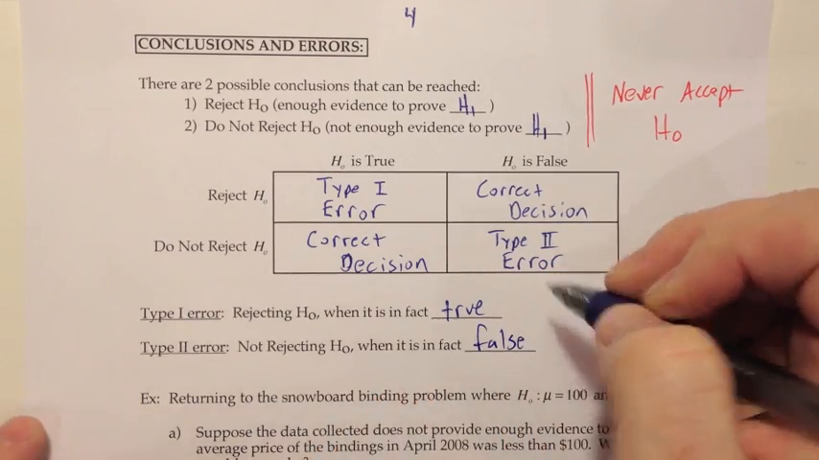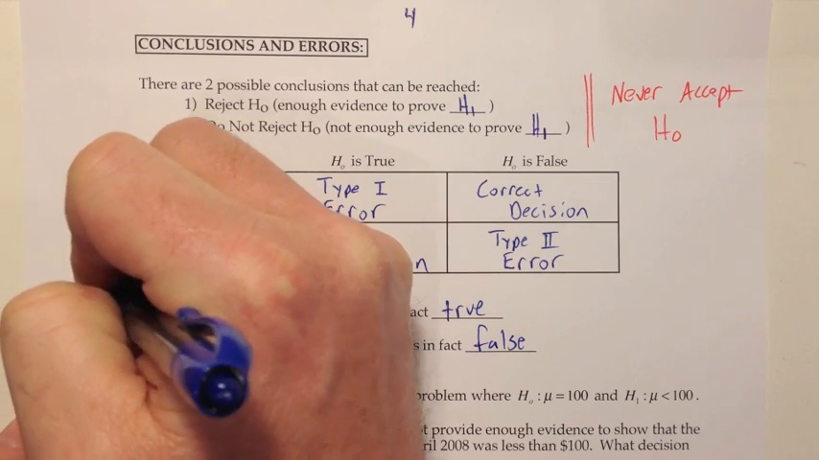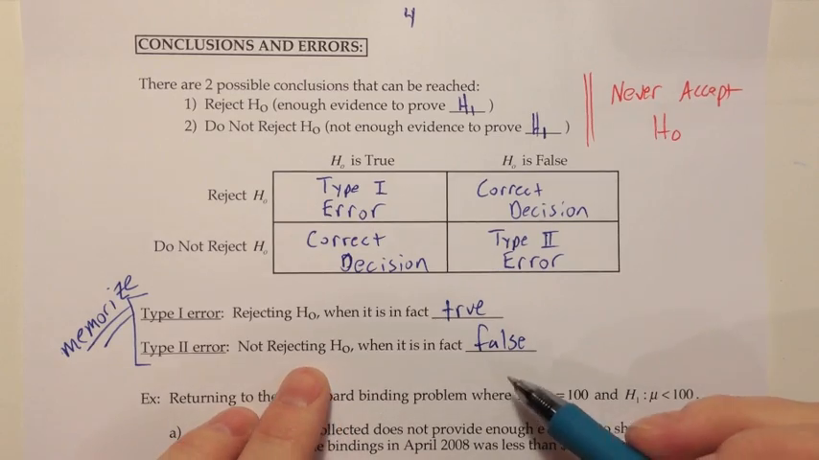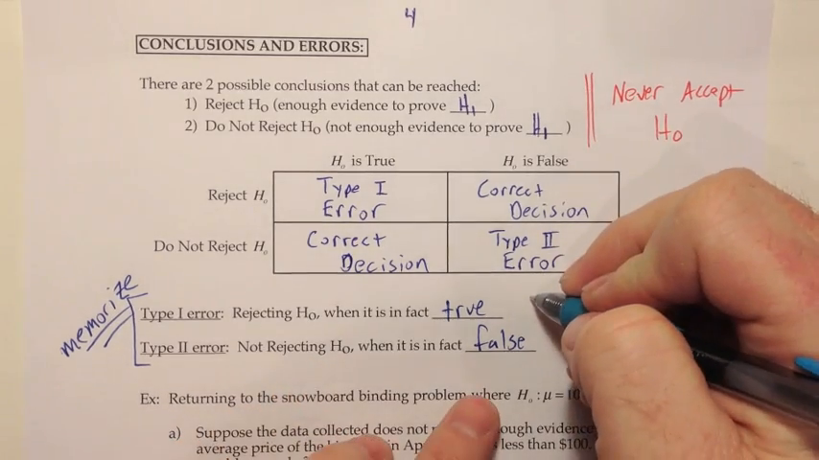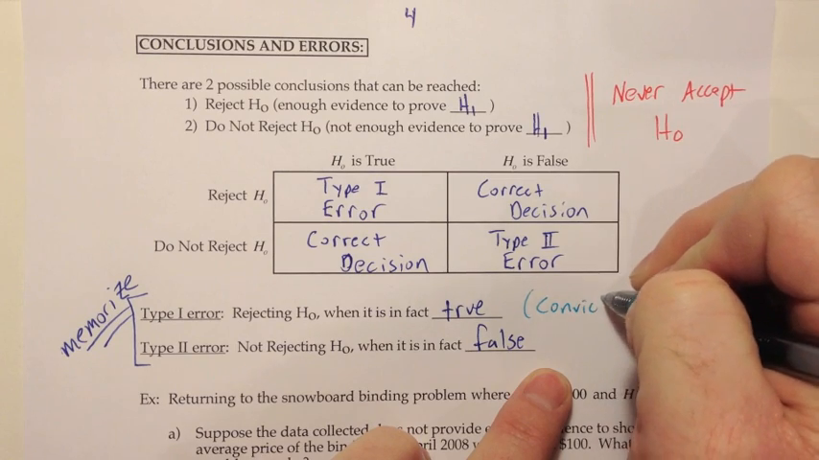You want to memorize both of these because we are going to make references to these types of errors throughout this chapter and ones that follow it. And so you want to be really clear on what's a type 1 and what's a type 2. And then one of the ways that sometimes people use to remember this is they say a type 1 error is like convicting an innocent person.